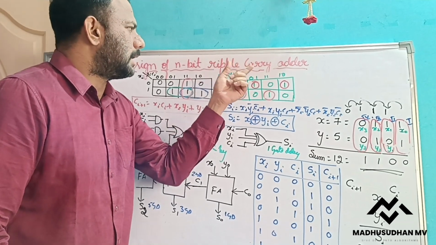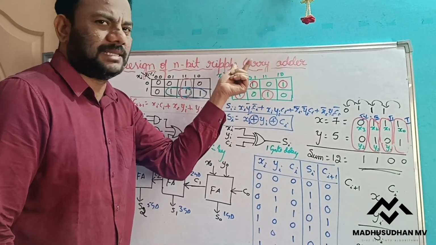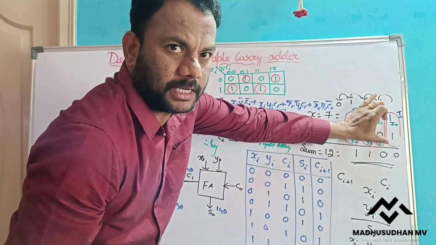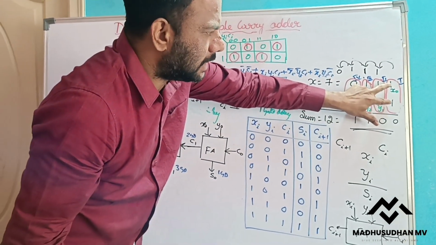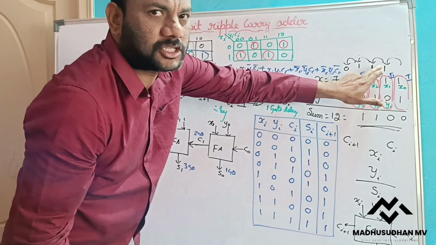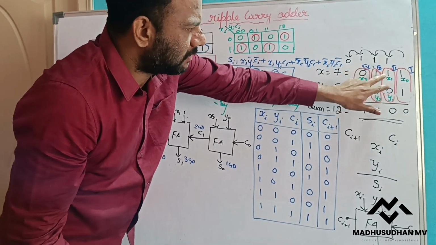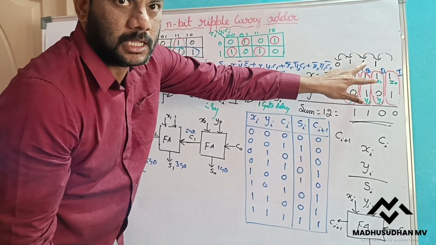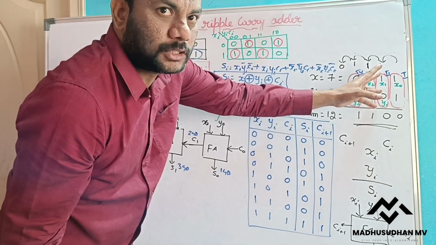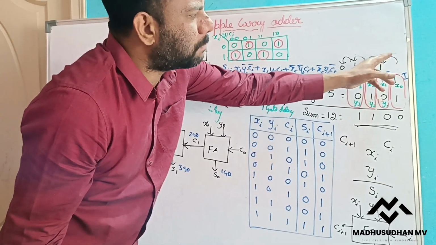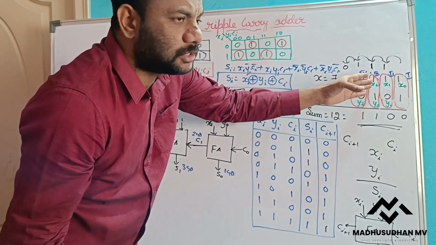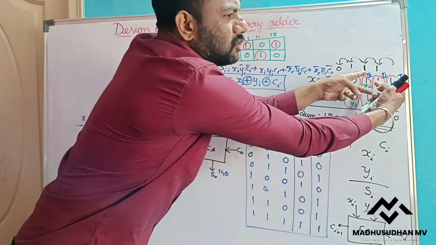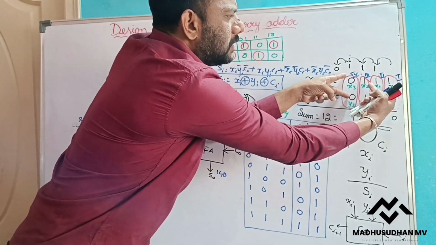As the name indicates, this adder ripples the carry, that is, propagates the carry. That means when I am adding these two bits, whatever carry is generated here will be passed as input to the next stage. Similarly, the carry generated in this stage is given as input to the next stage. That means this stage is waiting for the carry to be generated from the previous stage. Similarly, this stage is waiting for these two stages, and this stage is waiting for these three stages.